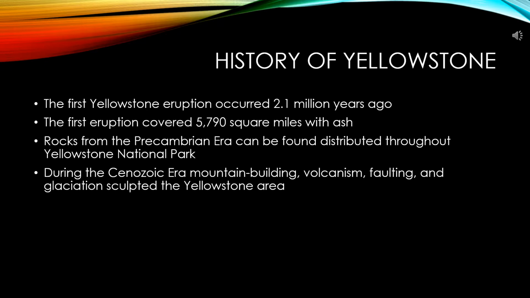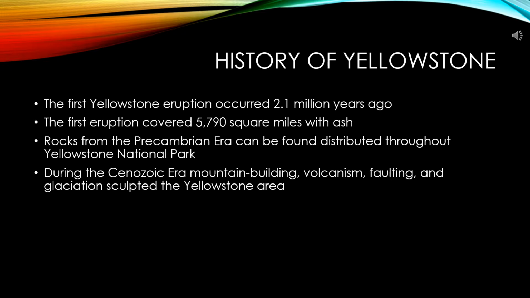Now that you have a little background information on volcanoes and why they occur, it is important to know a little history of Yellowstone, more than just the fact that it is a volcano itself. Although this presentation focuses on the most recent eruption, the previous eruptions provide useful information as well. The first Yellowstone eruption occurred 2.1 million years ago. This eruption covered 5,790 square miles with ash.